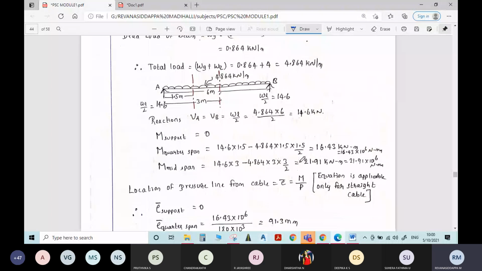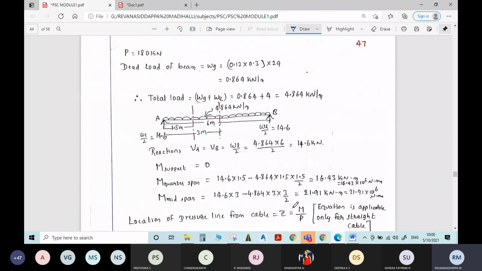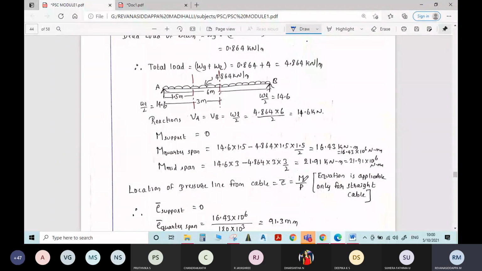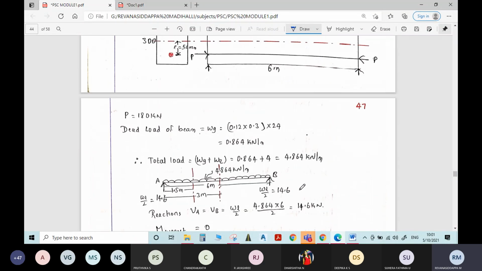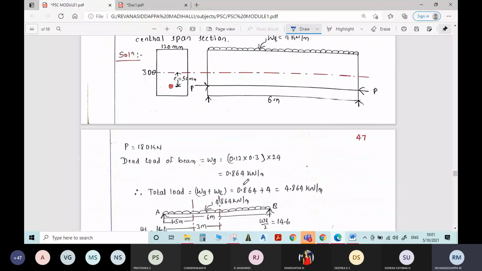e bar is equal to M by P, where M is the moment at the point of interest. If you are locating the pressure line at support, you take the moment at support. If at mid span, you take the corresponding moment at mid span. Similarly at the quarter span. This P, the pre-stressing force, remains the same. Now write the given data.